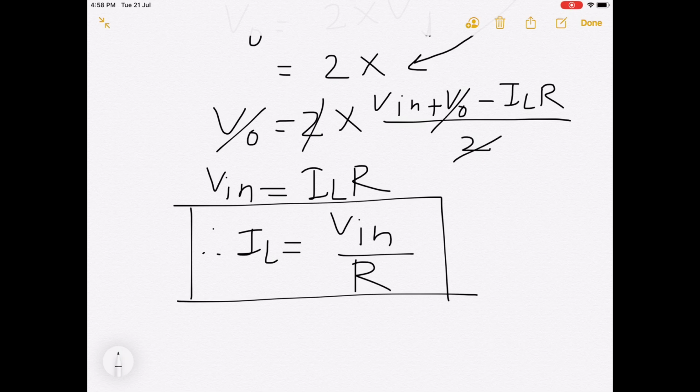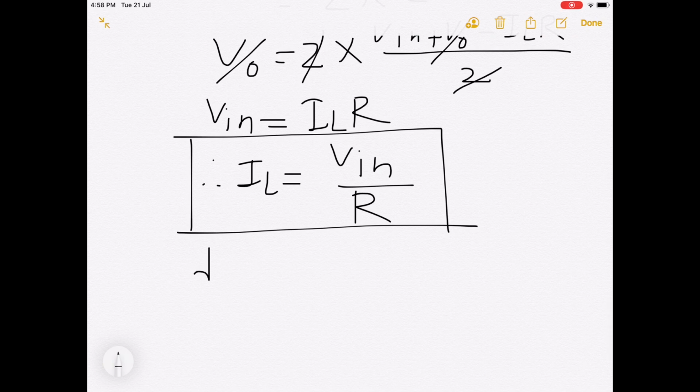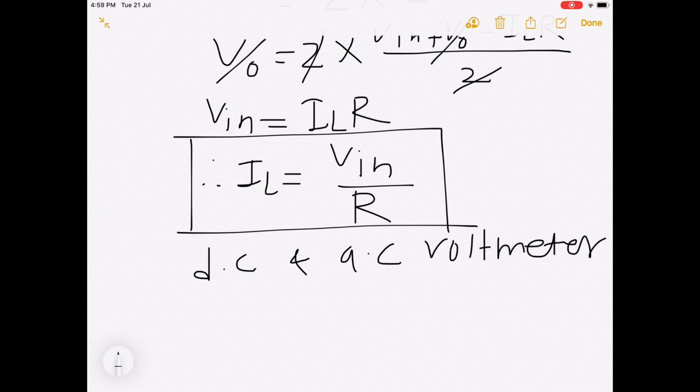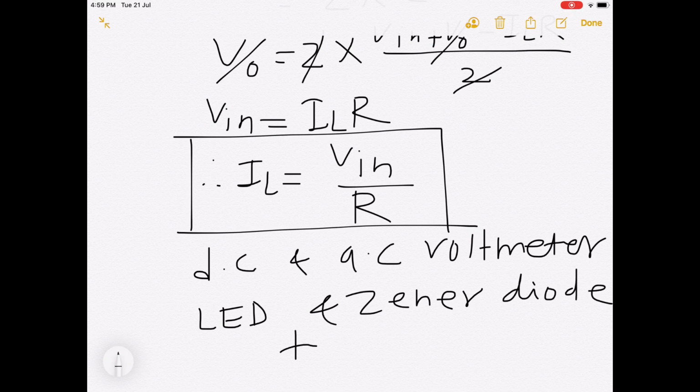Since the input impedance of the non-inverting amplifier is very large, this circuit has the advantage of drawing very little current from the source. So, the voltage to current converter is used for low voltage DC and AC voltmeters. What are the applications? It is used in DC and AC voltmeters, then LEDs and Zener diode testers. These are some applications of the voltage to current converter. Okay, so this is about the voltage to current converter.